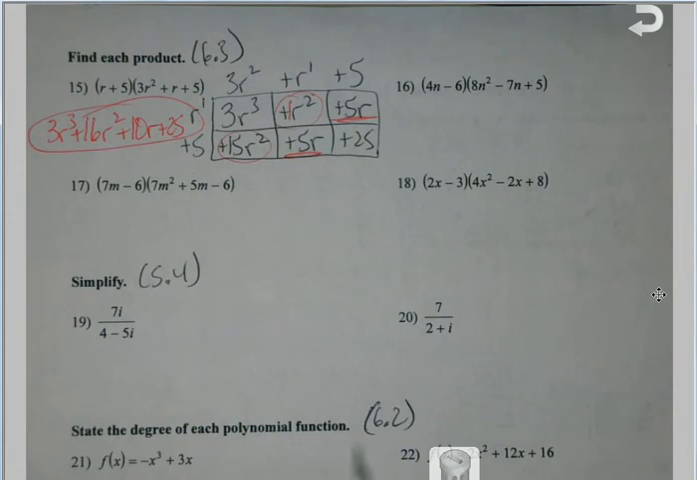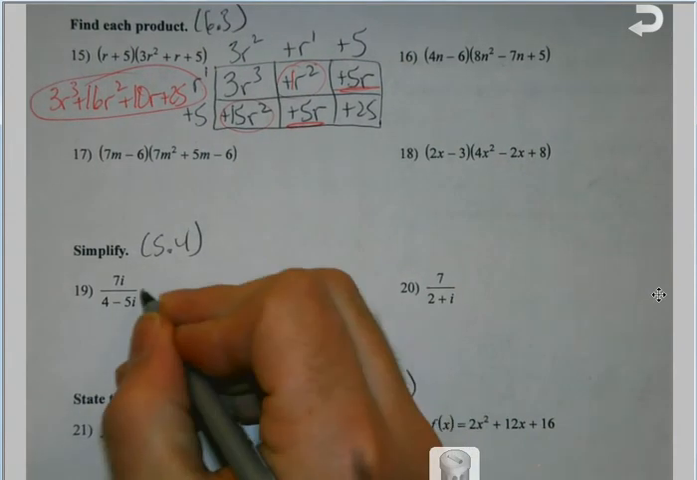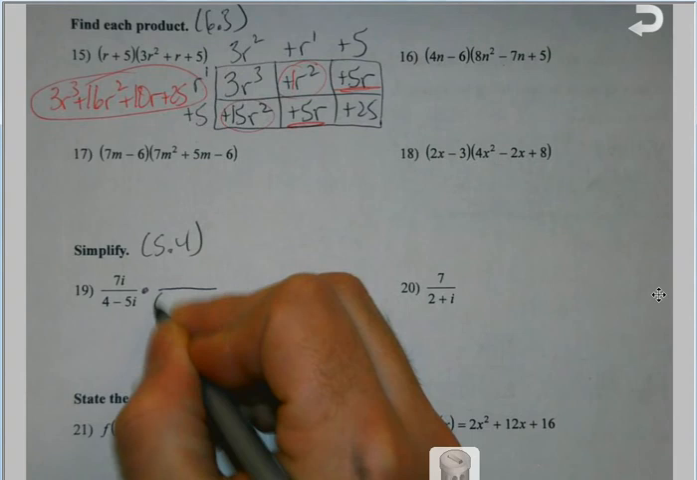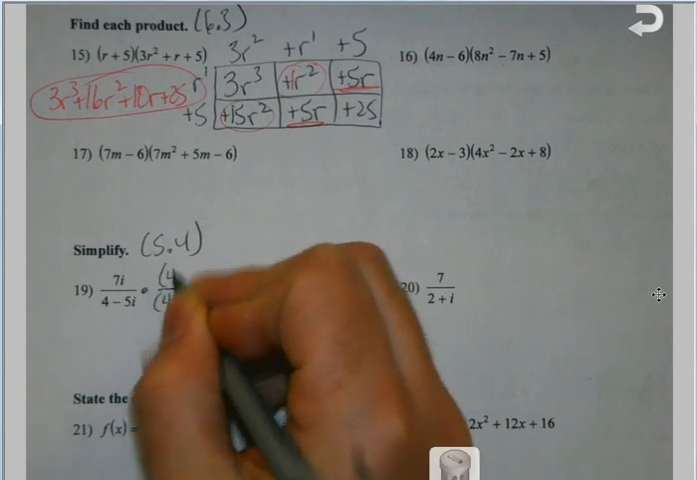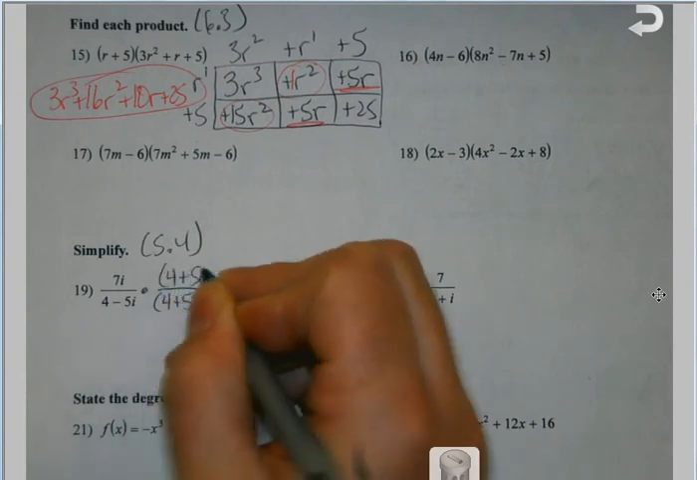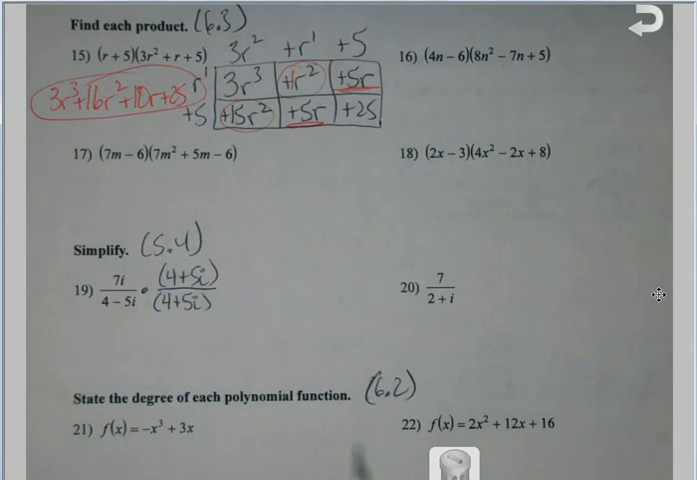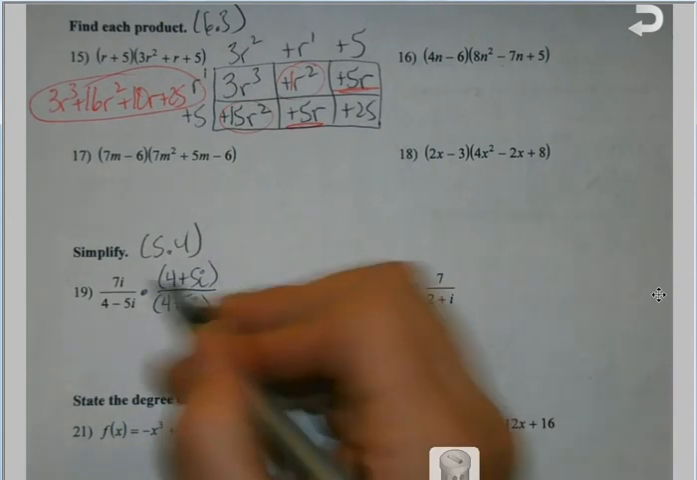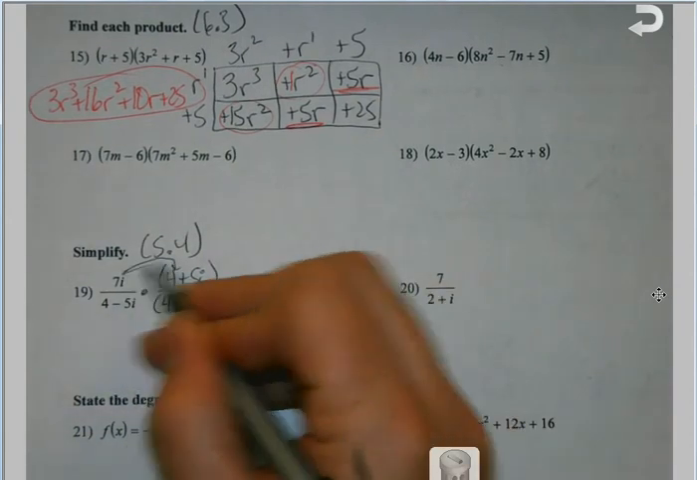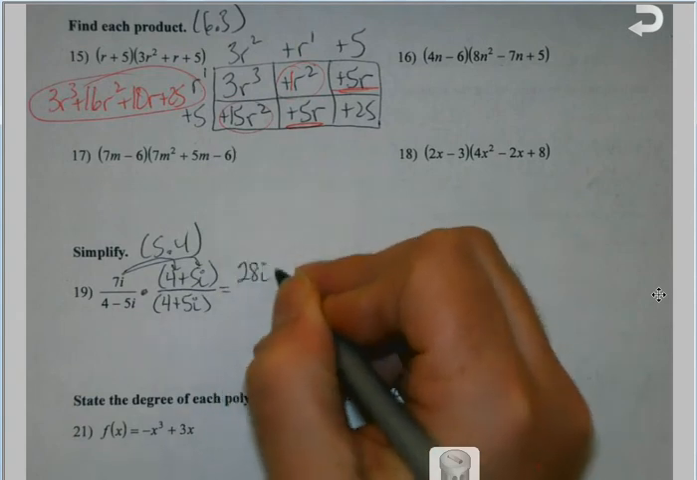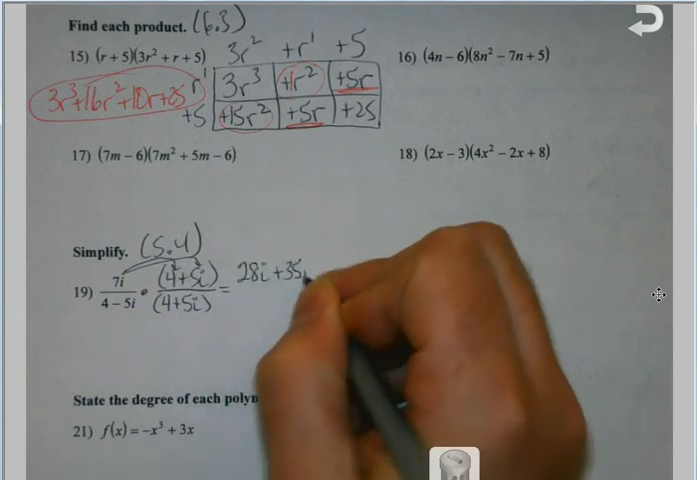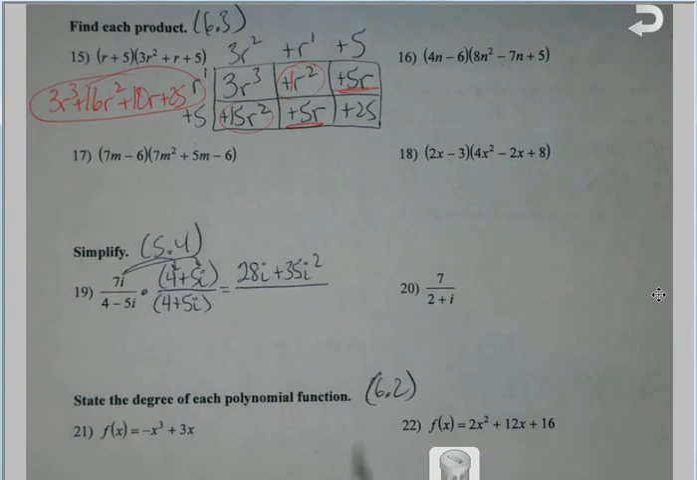So kind of going along with that a little bit when we get down to 19. We're going to get down here and we're like, okay, I have to multiply by what's called the complex conjugate. I'm just changing the sign of the i part of things. Okay, not everything, just the i part. Up in the numerator, I'll just distribute through. 28i plus 35i squared. We'll come back to that in a minute.